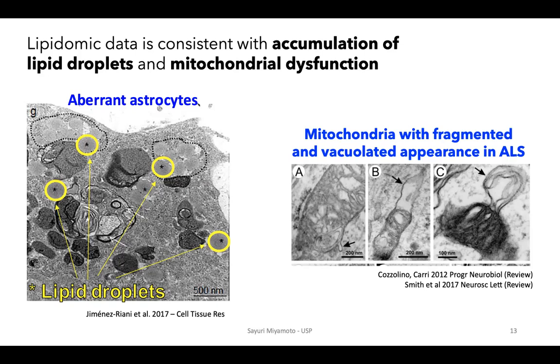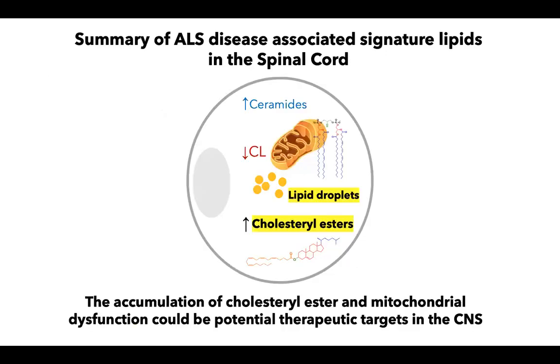So this data was published in Scientific Reports in 2019. These are the main signature lipids found in the spinal cord: increasing ceramides, decreasing cardiolipin, and increasing cholesterol esters. So we believe that the accumulation of cholesterol esters and mitochondrial dysfunction could be potential therapeutic targets in the central nervous system.